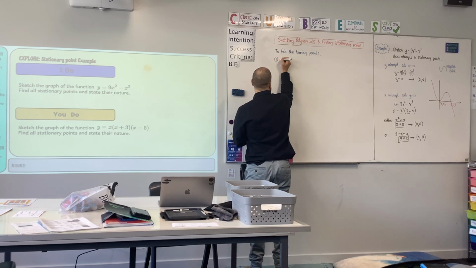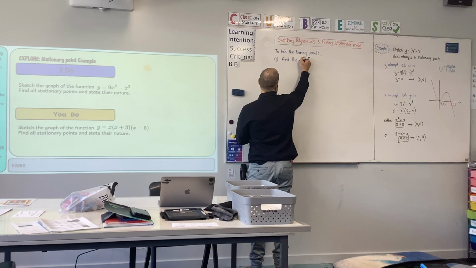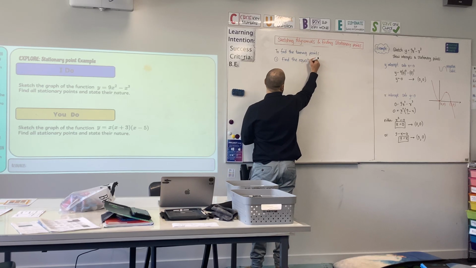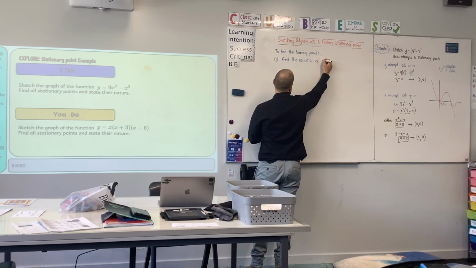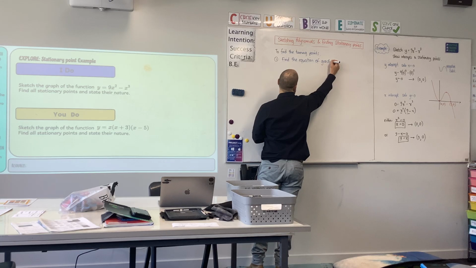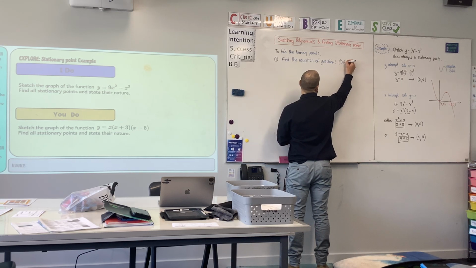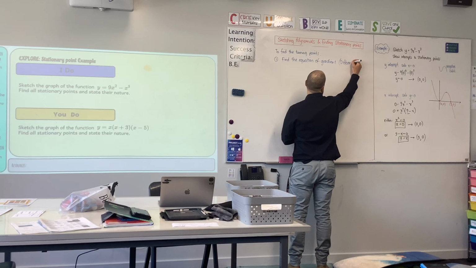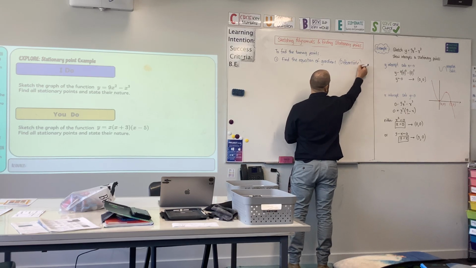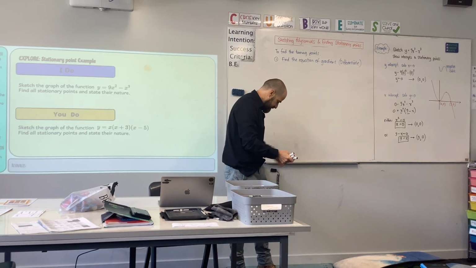Step 1. Find the equation of the gradient. How do we find the equation of the gradient? Good.